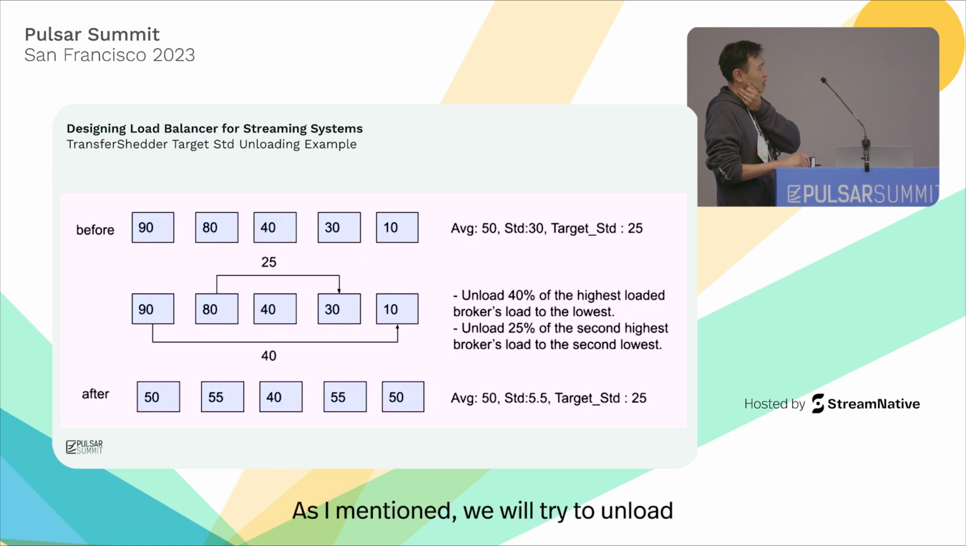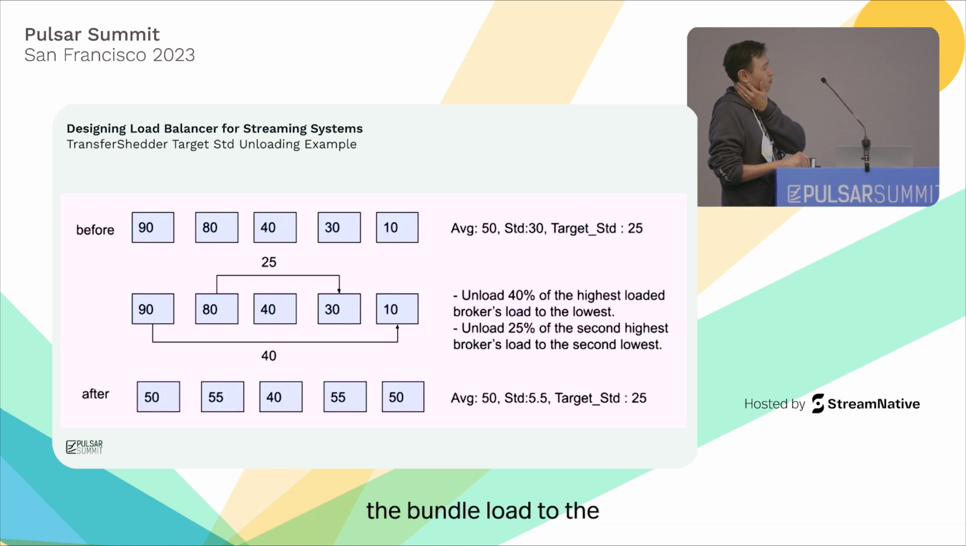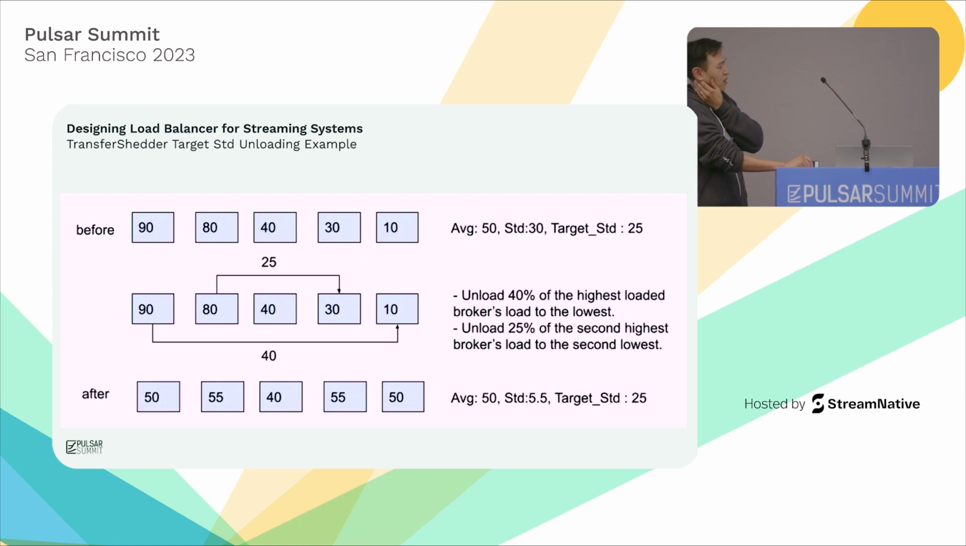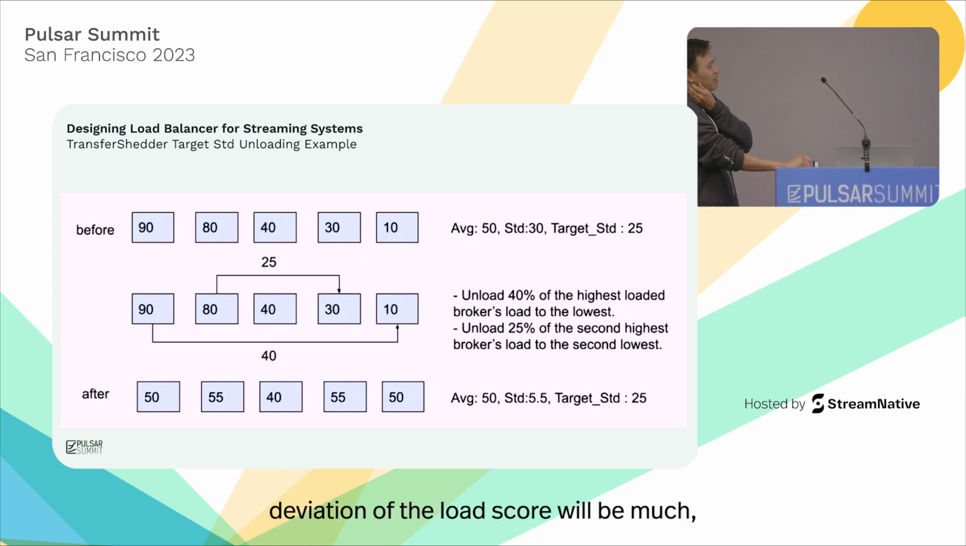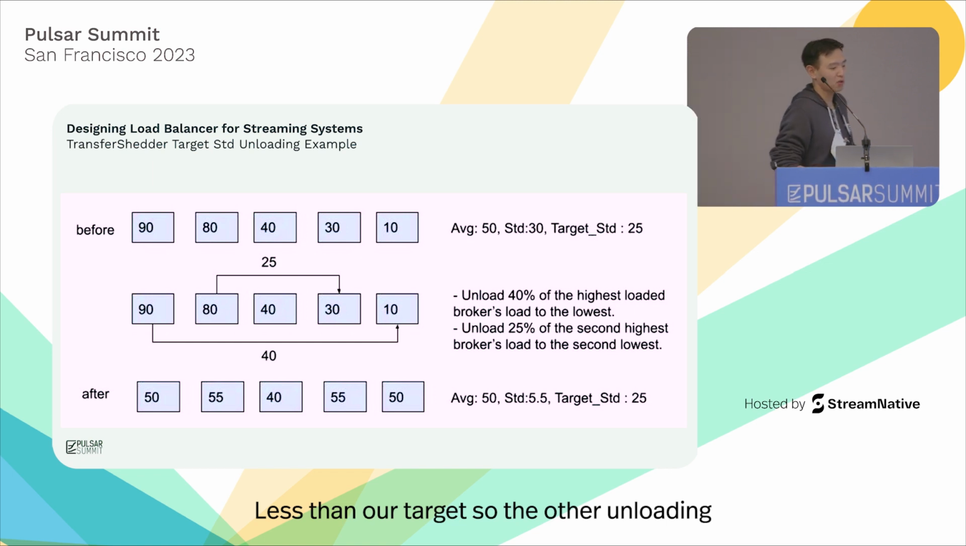As I mentioned, we will try to unload the bundle load to the minimum load broker to make the source and destination brokers' load equal in the end. So after we unload 40 load from the first broker to the last, in the end the brokers' load will be the same. Similarly for the second and the fourth broker. So after one iteration of unloading, the average will stay the same, but the standard deviation of the load score will be much less than our target. So further unloading will not happen.